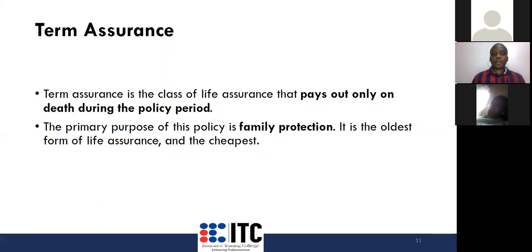So for term assurance products, if the client is still alive at the end of the policy period, they should not expect any further benefits to be paid out, because they're alive and it only pays out on death. So the primary purpose of this policy is family protection. And it's usually seen as the cheapest form because it's the simplest.